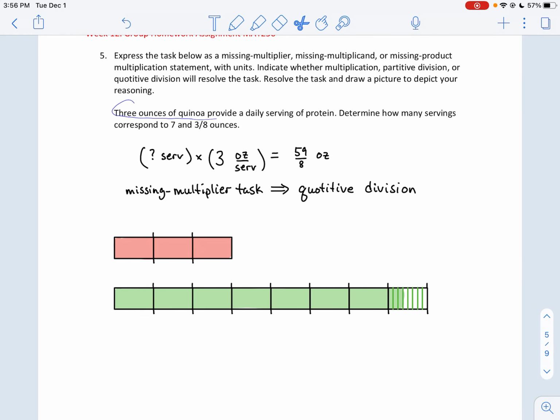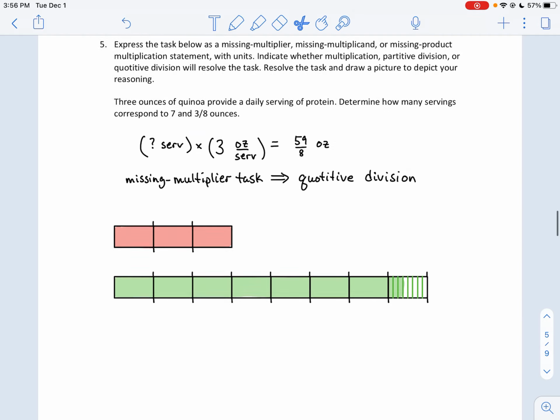Okay, so the multiplicand is given. It's subtle, but we have 3 ounces of quinoa go with 1 serving. So that is our multiplicand, 3 ounces per serving, which means our multiplier should be in servings and our product should be in terms of ounces. Well, 7 3/8 is the same thing as 59/8, so that's the product. That's in ounces. It's the servings we're looking for.